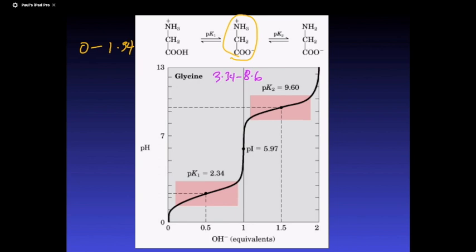The actual value, called the pI value, is when this becomes absolutely neutral. That means all of it is deprotonated, all of it's protonated, and that is the point at which it becomes absolutely neutral. So that's the real value. But for working knowledge, between 3.34 and 8.6, we consider it in the middle state.